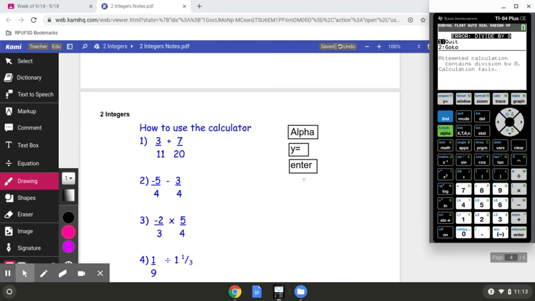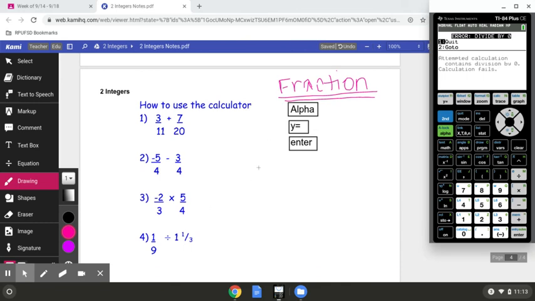Okay, so here I did type it here to get a fraction. This is how you get a fraction in the calculator. Again, we're practicing this calculator really in this lesson, so you're going to practice typing these in. So the first one, we're going to hit alpha, y equals, and then enter.